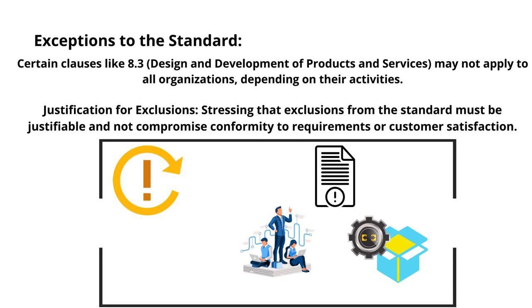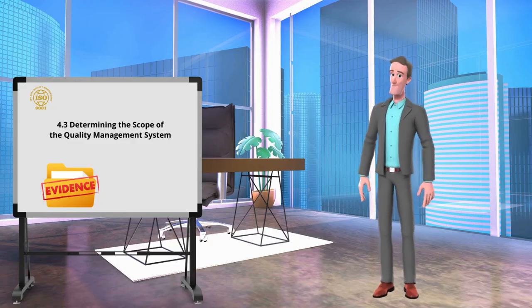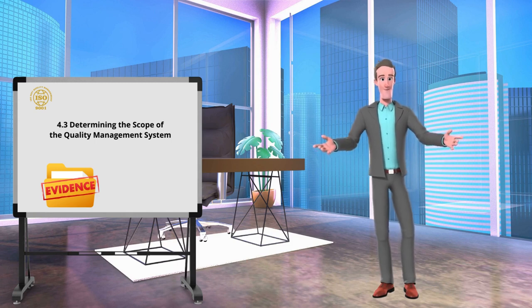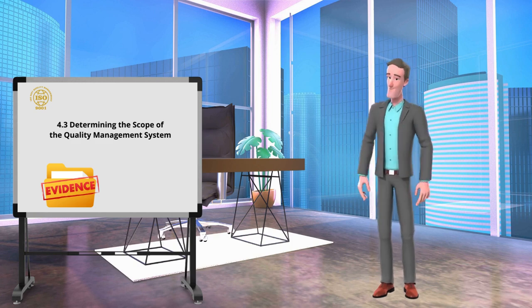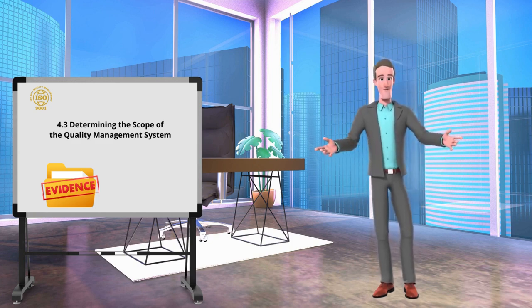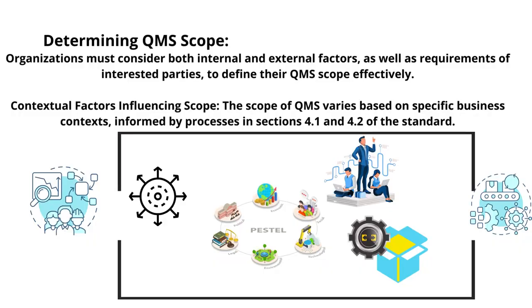However, it's important to note that exclusions from the standard should not be made solely for convenience. Such exclusions must be justifiable, and they must not impair the organization's capacity to comply with requirements or to enhance customer satisfaction. To accurately determine the scope of its QMS, an organization must consider both external and internal factors, as discussed in Section 4.1. This includes understanding the organization and its context, as well as recognizing the needs of relevant interested parties as mentioned in Section 4.2.